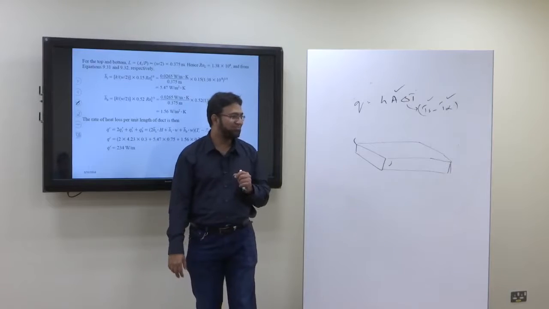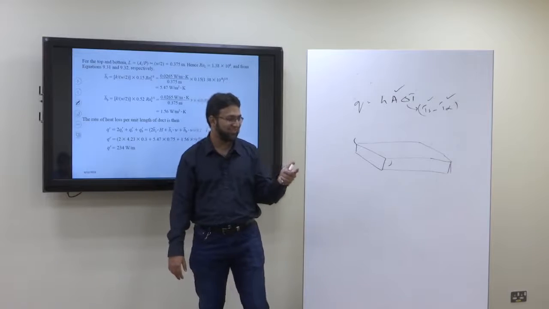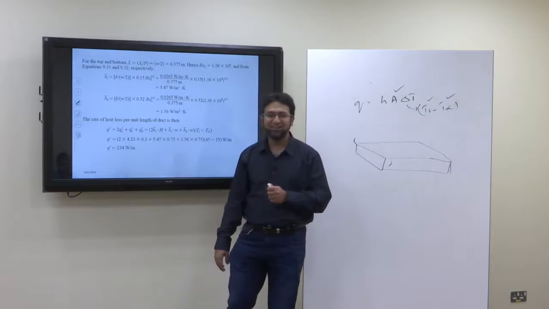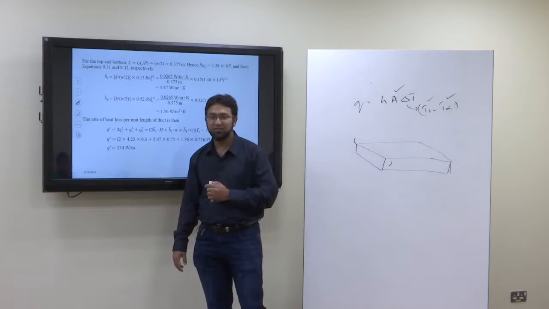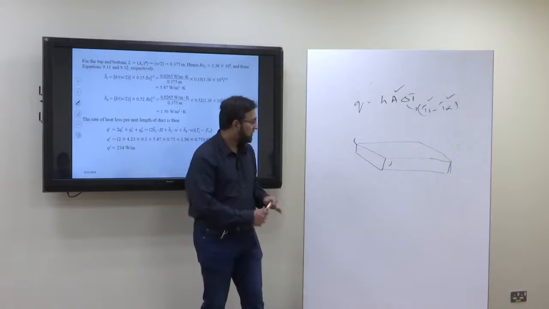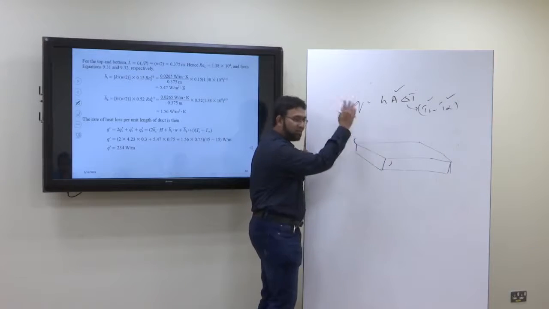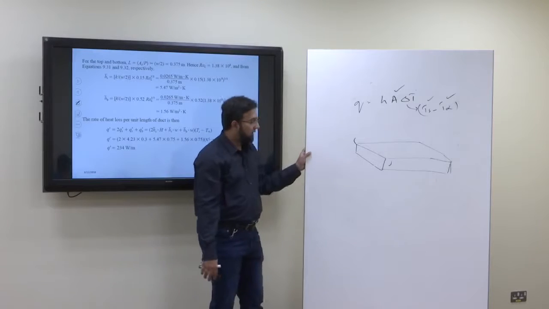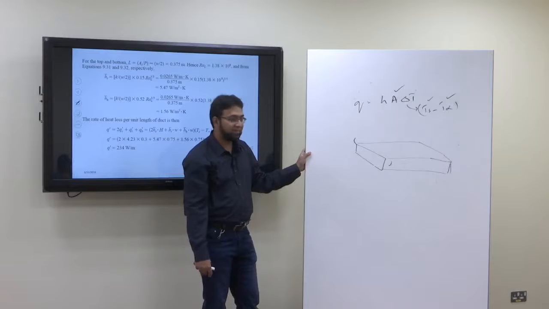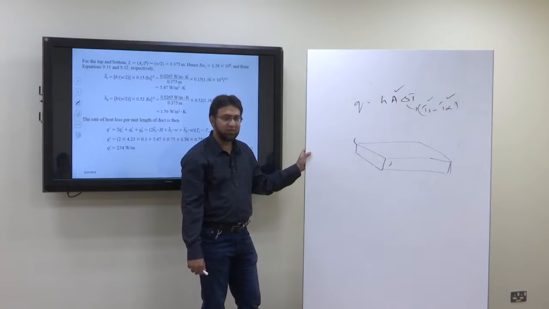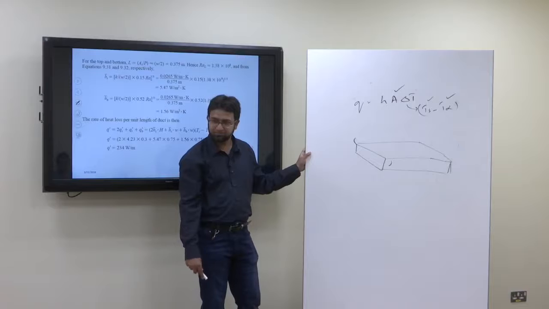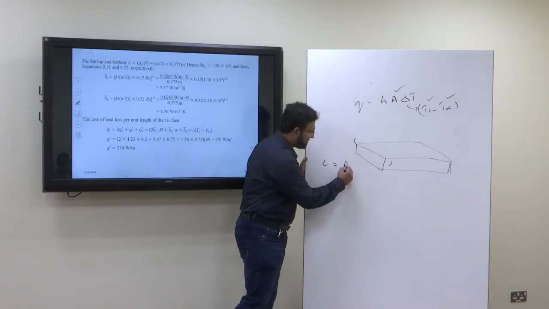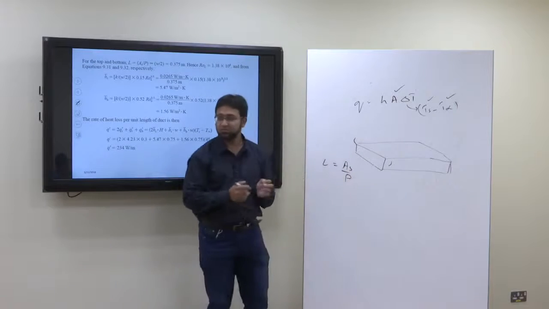You see it in the slide, no? So the formula for the length here will be, because you see here, what is the flow direction? Flow direction is perpendicular to this, right? So the formula would be surface area divided by perimeter. That will be the formula for the length. So L will be surface area by perimeter.